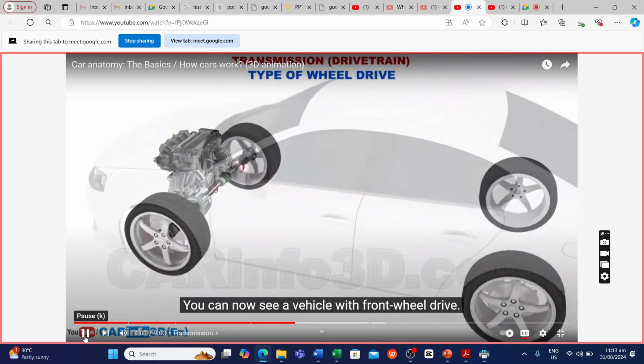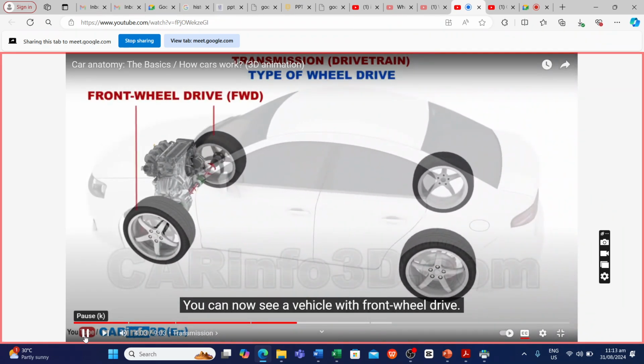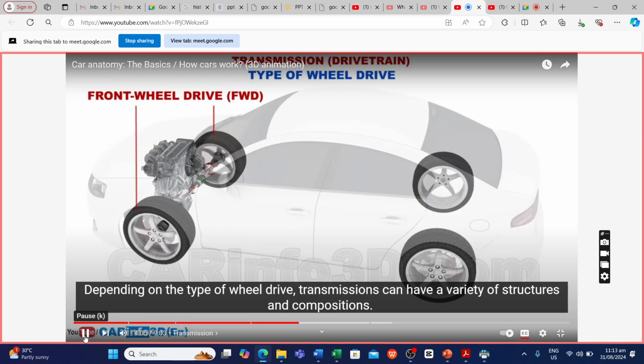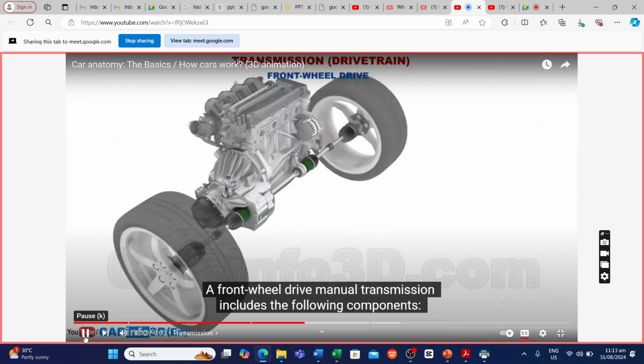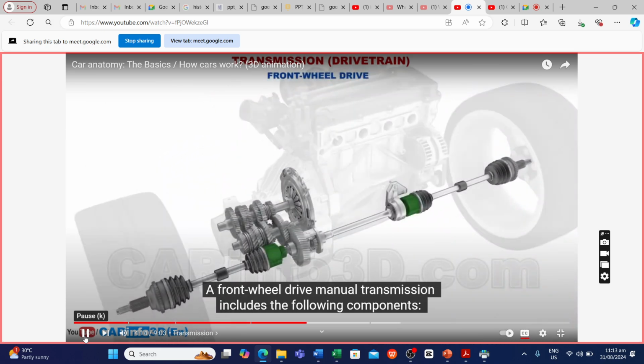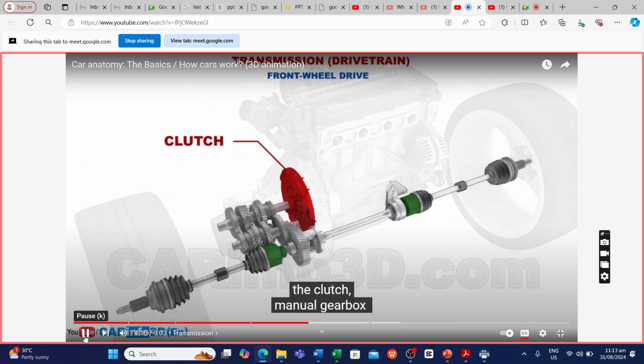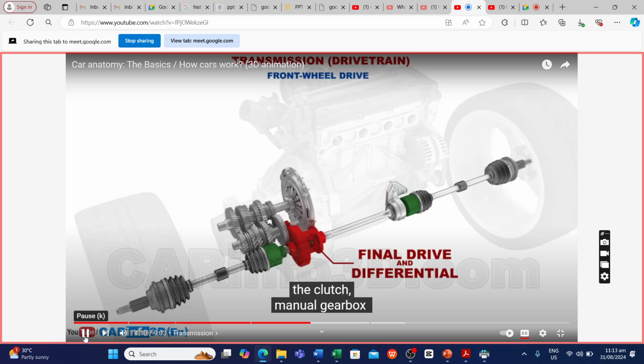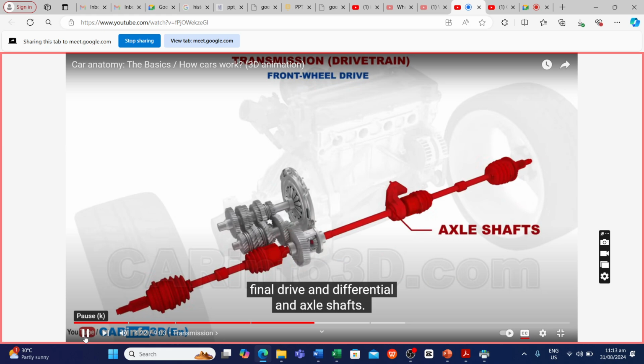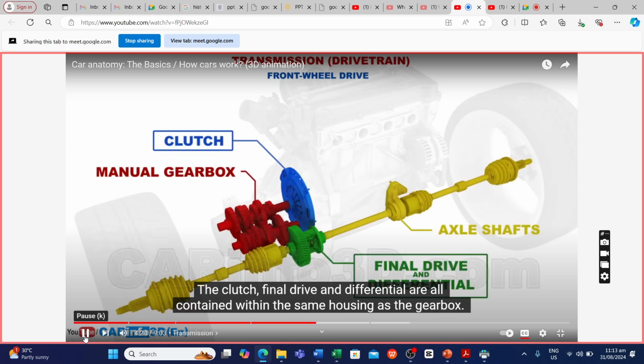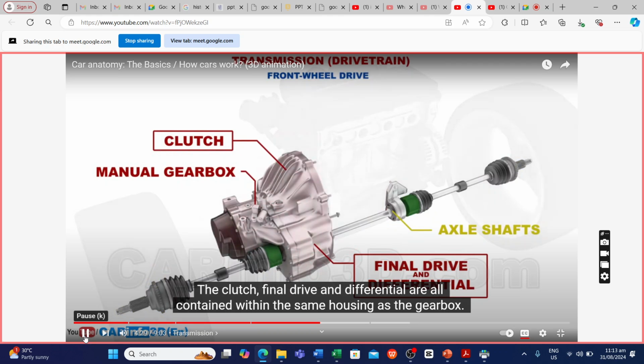You can now see a vehicle with front-wheel drive. Depending on the type of wheel drive, transmissions can have a variety of structures and compositions. A front-wheel drive manual transmission includes the following components: the clutch, manual gearbox, final drive and differential, and axle shafts. The clutch, final drive, and differential are all contained within the same housing as the gearbox.